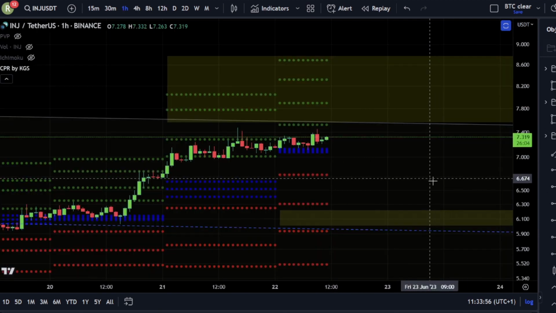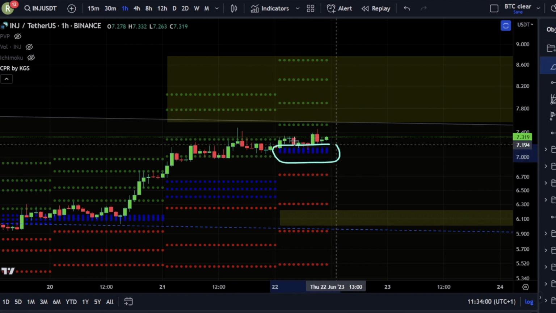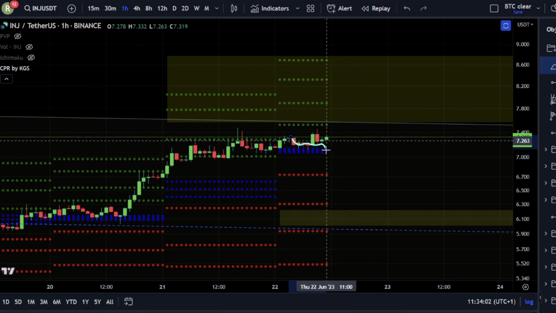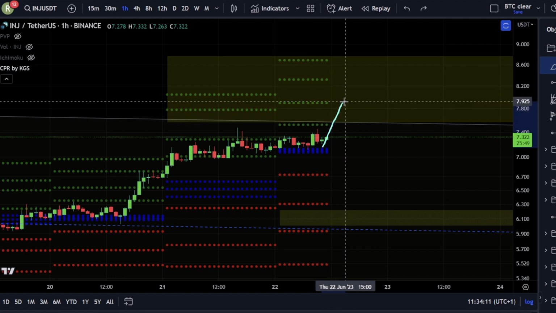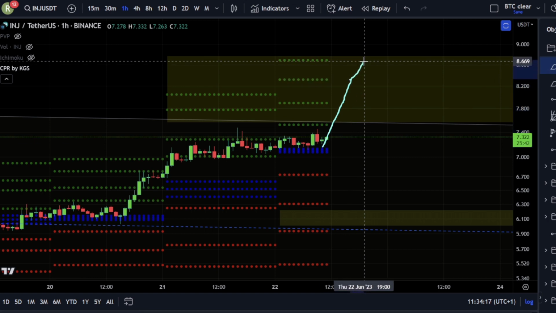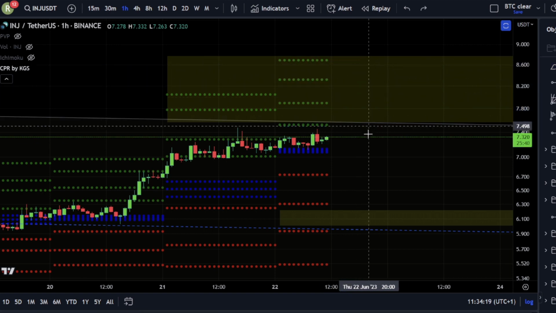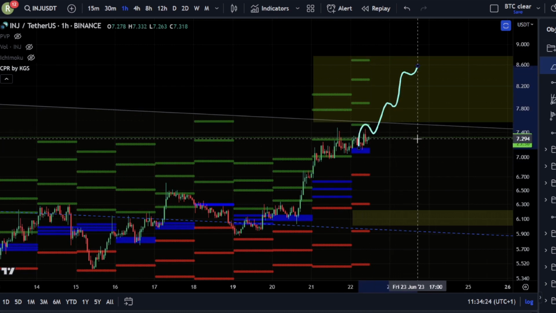Having a look at the daily CPR lines here, what we can actually see is that we are currently sitting on the central lines and we're holding this as support. For as long as we hold this as support, we could actually look to potentially see price move up to this S1 line here at this $7.52, S2 at this $7.90, S3 at this $8.31, and this S4 up here at this $8.66.